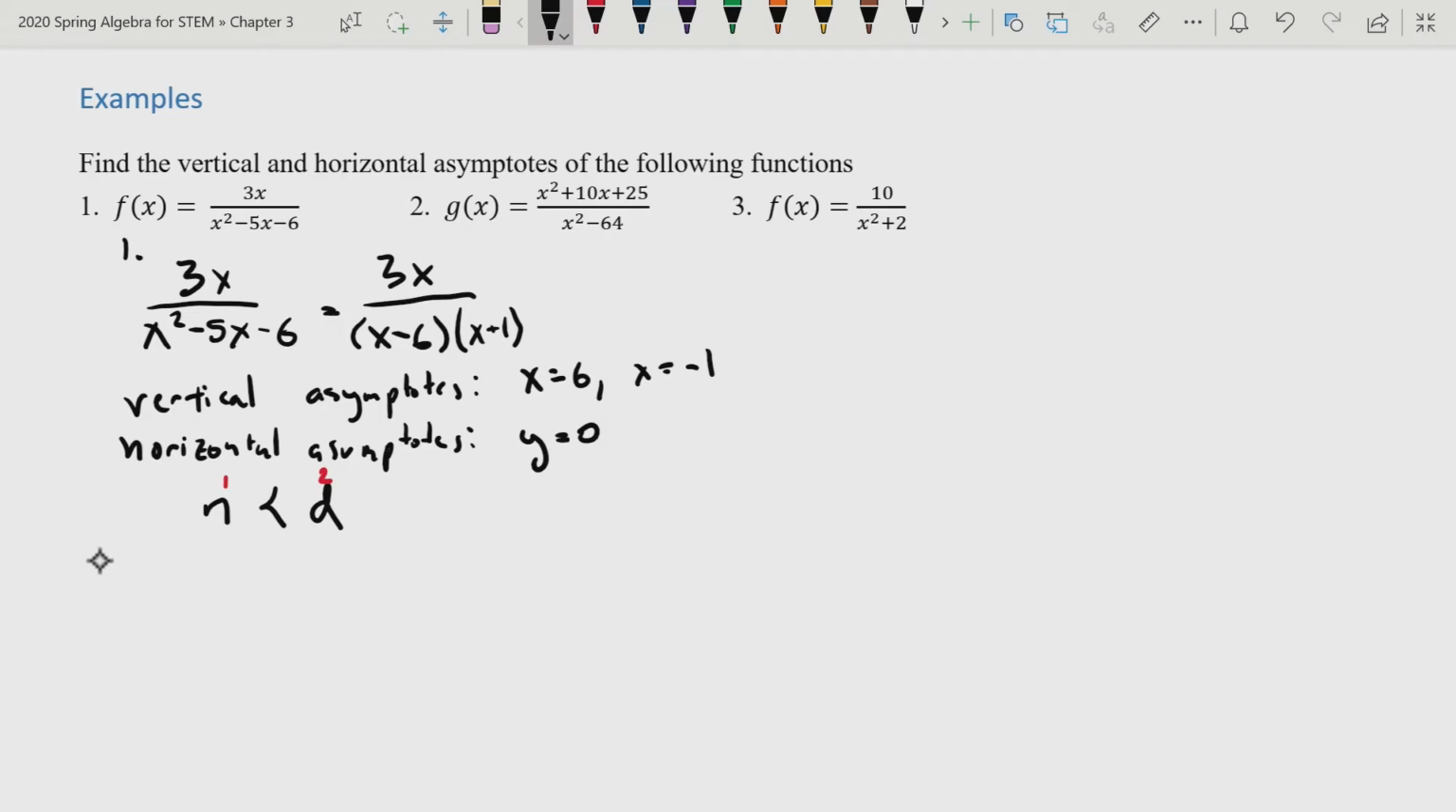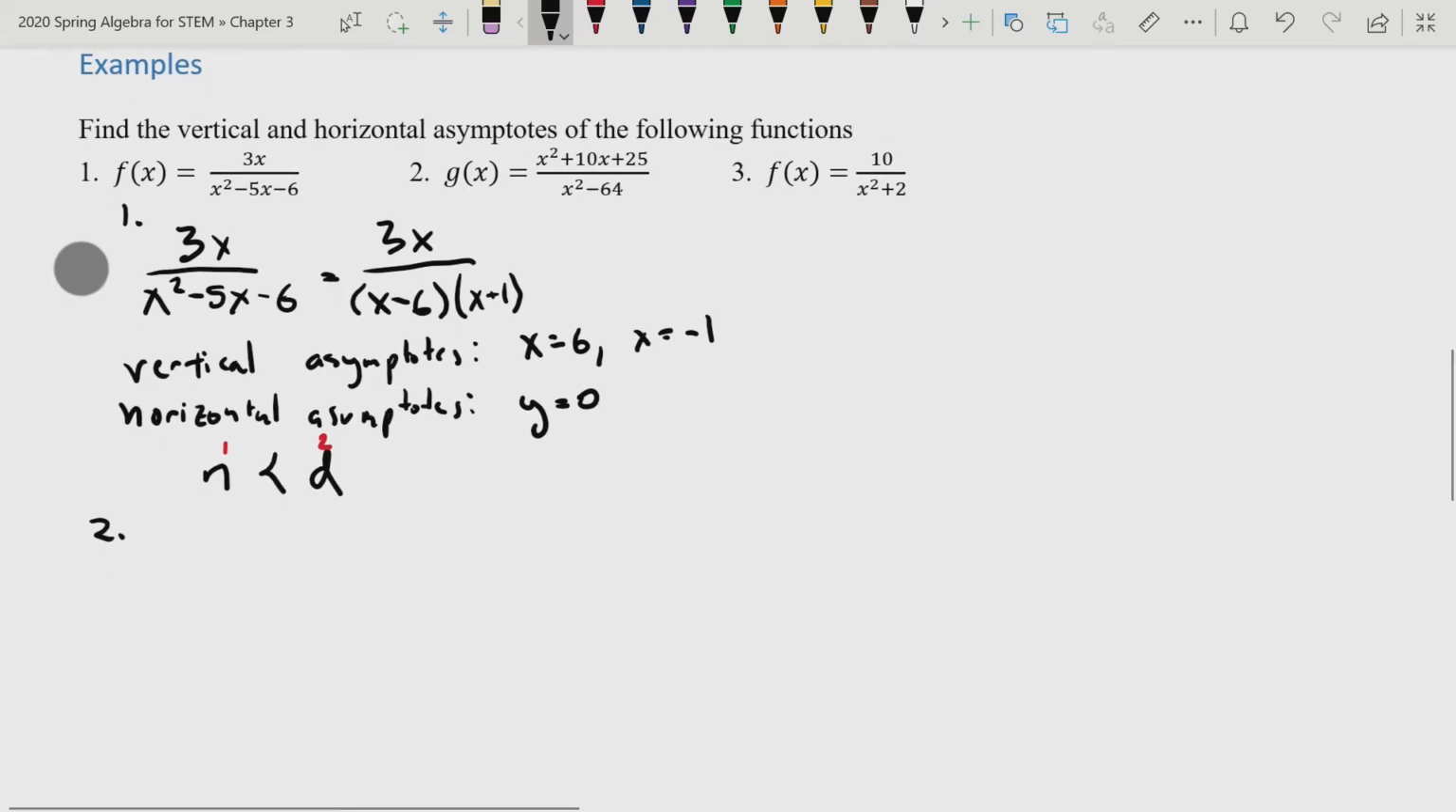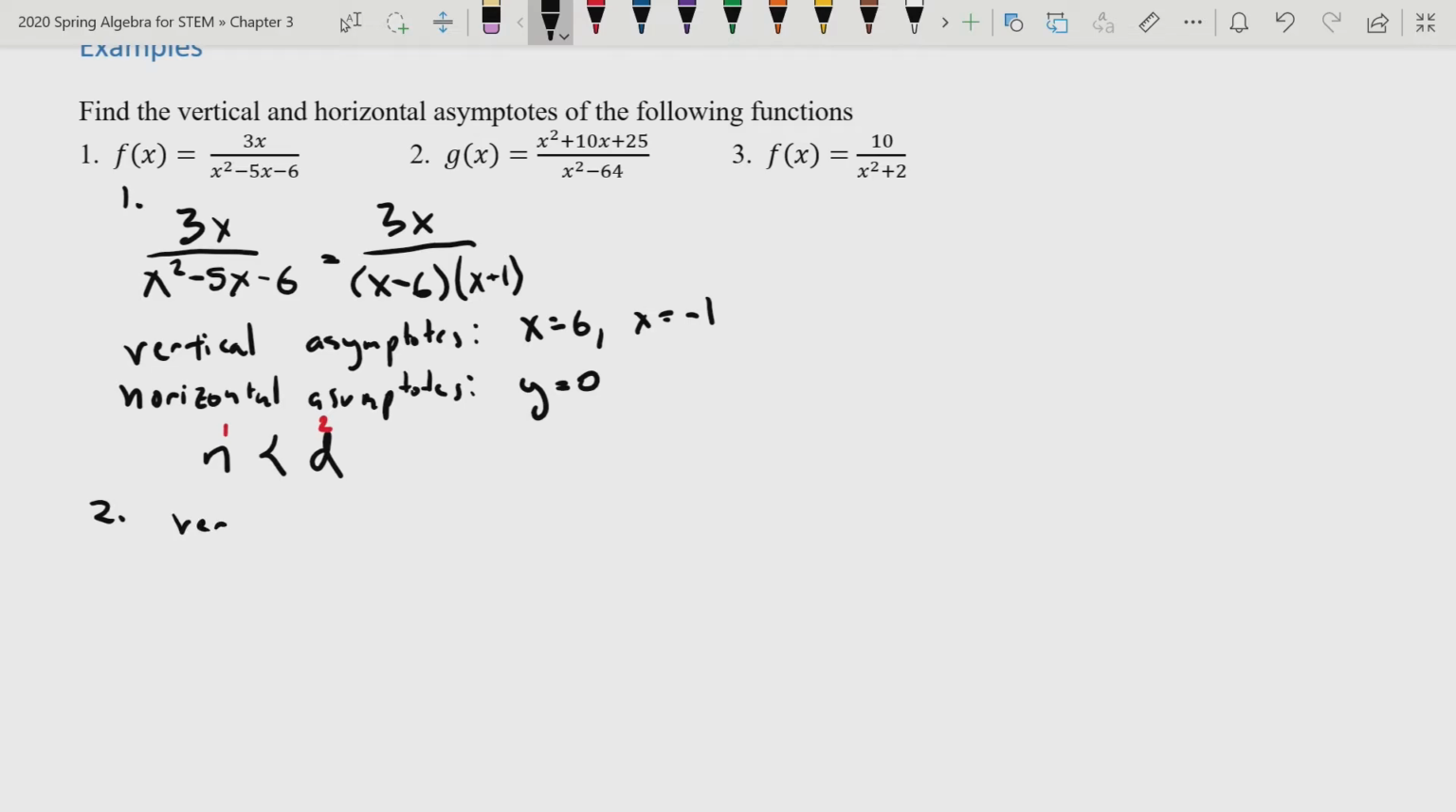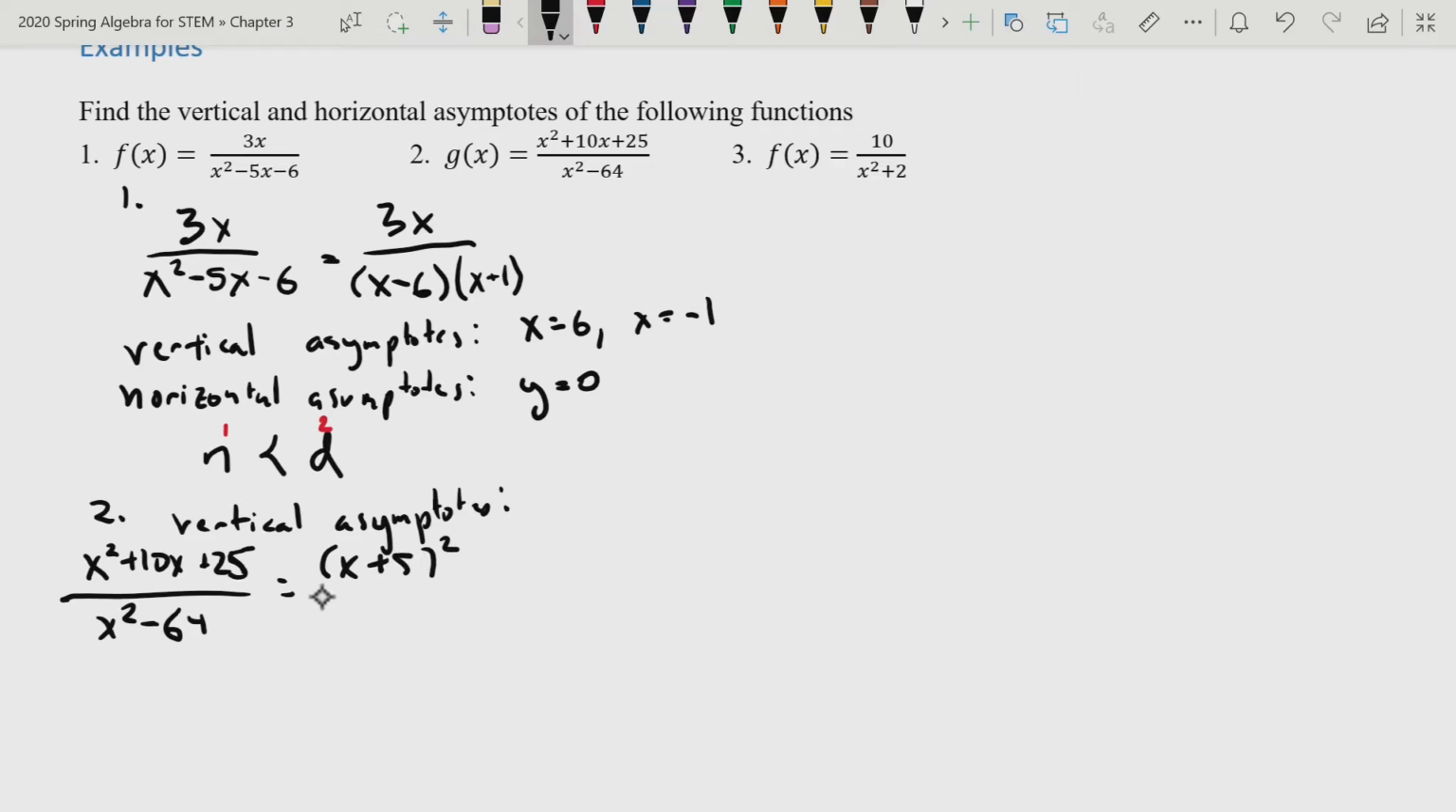Part 2. To find the vertical asymptotes, we factor the numerator and the denominator. The numerator is x squared plus 10x plus 25, and the denominator is x squared minus 64. The numerator factors into x plus 5 squared. The denominator factors into x minus 8, x plus 8. It's the difference of squares.